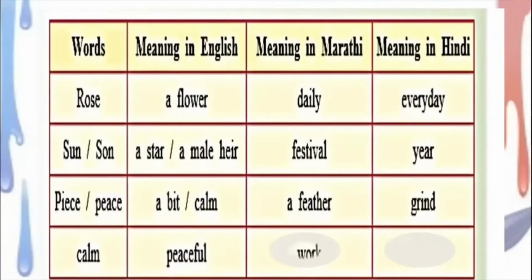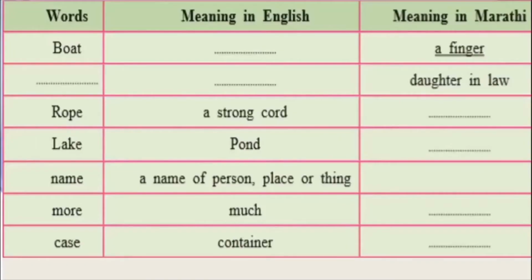Now in English, calm means peaceful, whereas in Marathi it means work, and in Hindi it will mean work again. So this is how the meaning of different words could be different. They could sound the same, but their meaning is different in English as well as in other mother tongues, in other languages. Let us look at one more exercise.